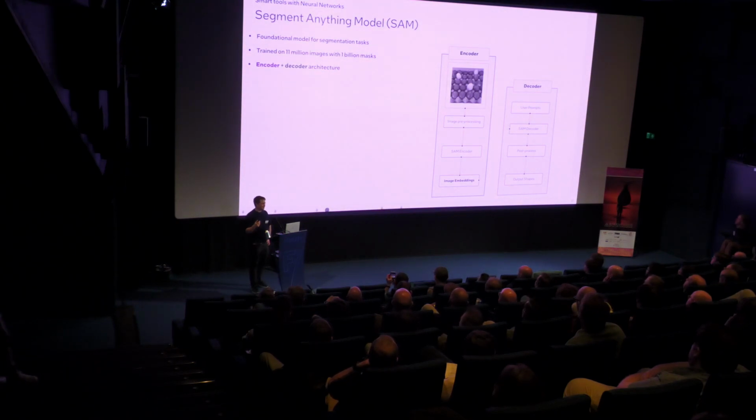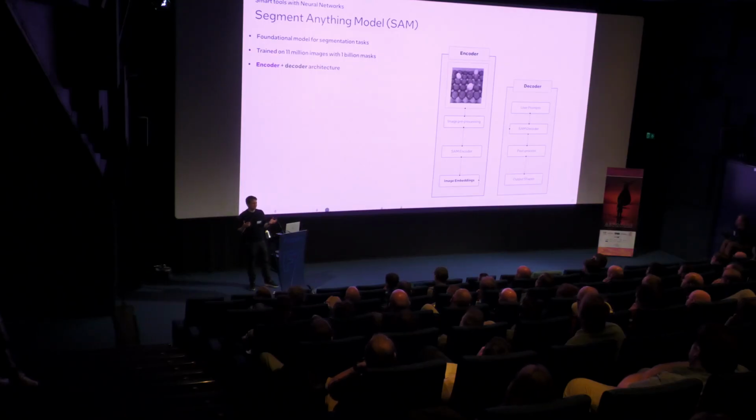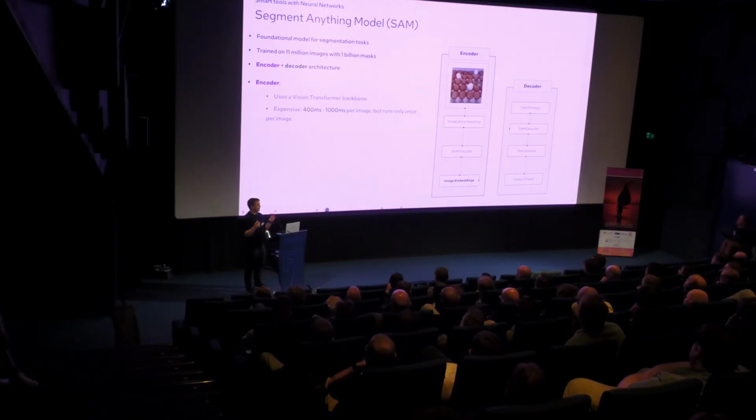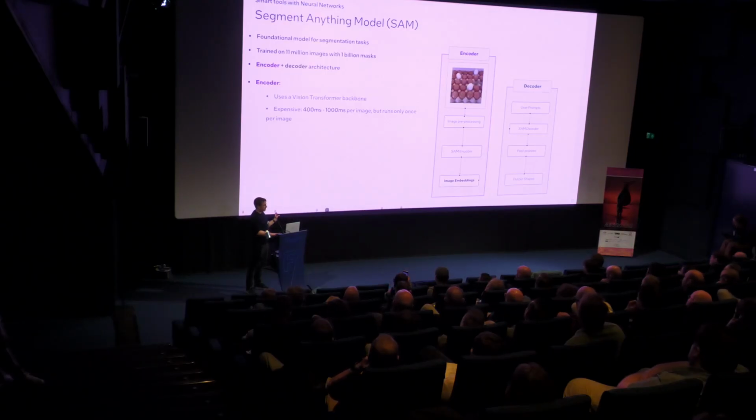So the Segment Anything model, it's a foundational model from Meta. It was trained on 11 million images with 1 billion masks. So it knows a lot of images. It has this encoder and decoder architecture where you first send your image to an encoder, and that gives you image embeddings. And the workflow for this is that you first do some pre-processing on the image so that it fits in the model, and then you get the embeddings out. Those embeddings are then sent to the decoder.